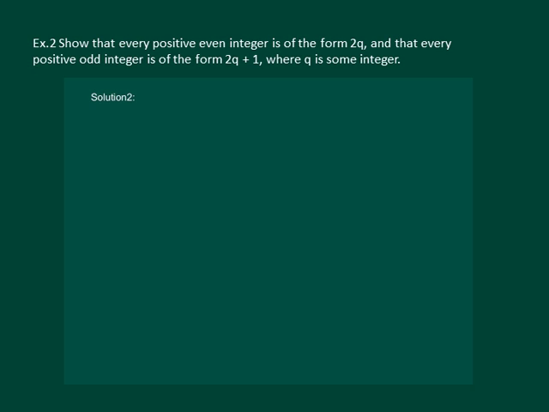Let us read the question. Show that every positive even integer is of the form 2q and that every positive odd integer is of the form 2q plus 1, where q is some integer. This question is another application of Euclid's algorithm, and we shall use it to prove the result.